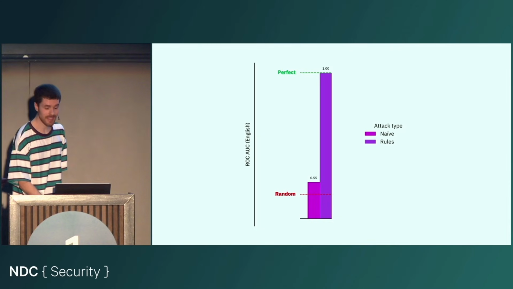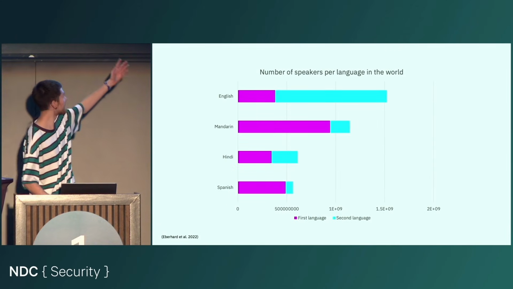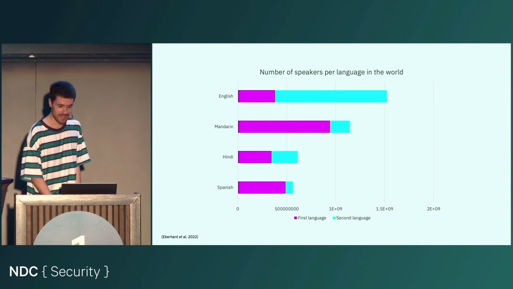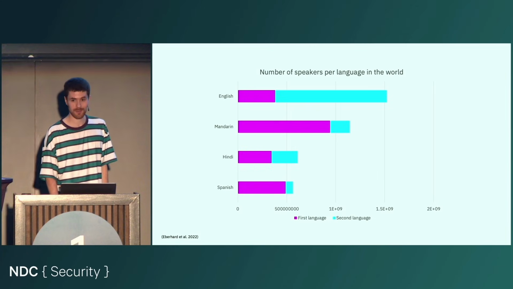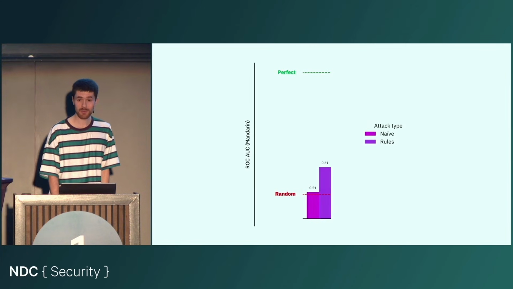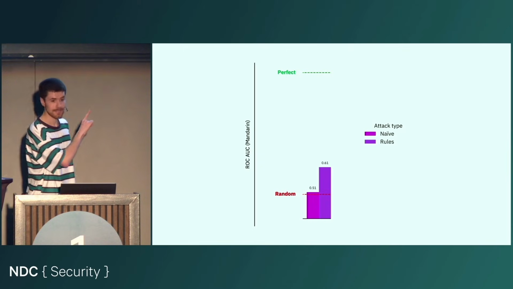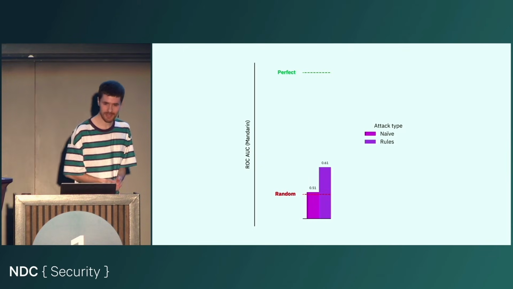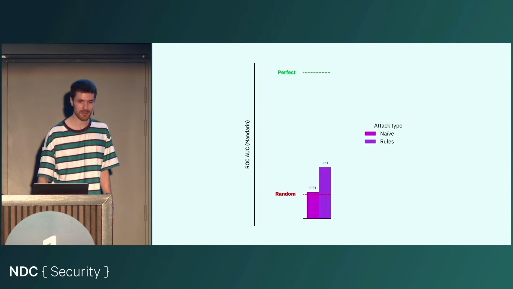However, that's the case in English, right? But we have other languages in the world. And what happens if we consider other languages? Well, maybe the results are not that good. This is, for example, for the second most spoken language, Mandarin. Rules don't really work here. So, is there something we can do? How can we solve this problem?